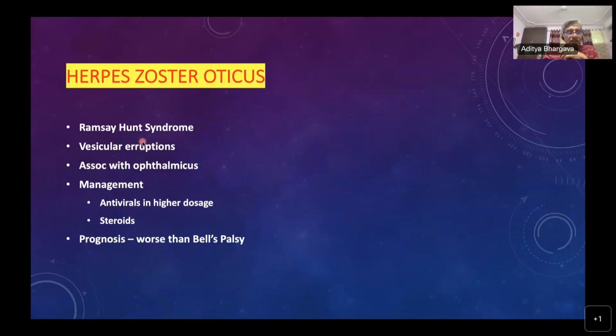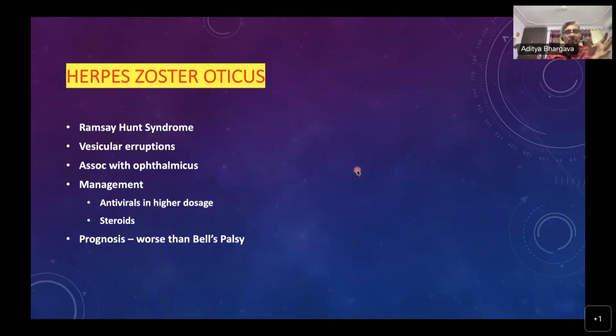There are vesicular eruptions on the supply of the facial nerve, that is the posterior canal wall and adjoining face. Management is antiviral in high doses, 800 milligrams 5 to 6 times a day. Steroids are also given in a similar dosage. The recovery is slow and the prognosis is worse than Bell's palsy.